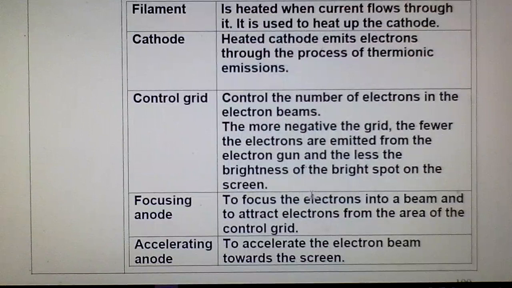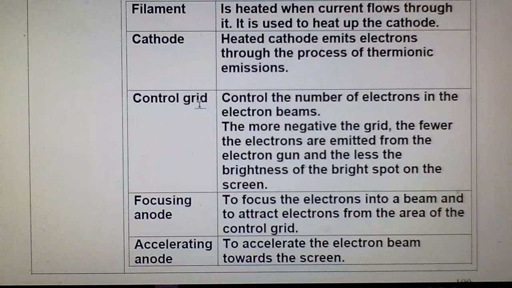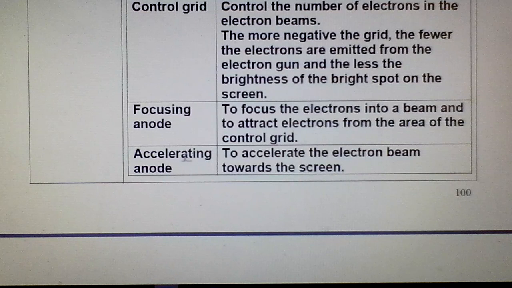And we also have the control grid that is connected to the negative terminal. The more negative the control grid, the more it will block electrons from passing towards the anode. So the brightness of the bright spot on the screen can be controlled by using the control grid. The focusing anode focuses electrons into a beam and attracts electrons from the area of the control grid. The accelerating anode accelerates the electron beam towards the screen.